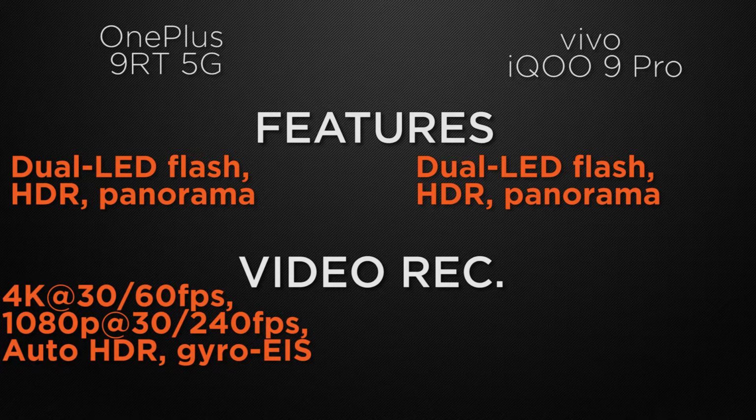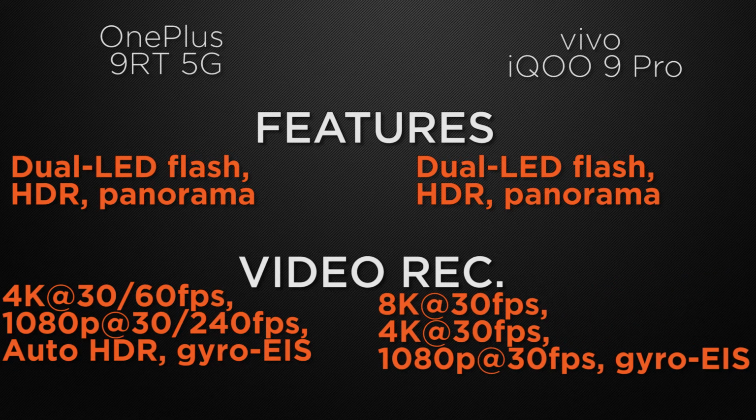60 fps, Full HD video max at 240 fps with gyro electronic image stabilization. Whereas 9 Pro can shoot 8K video max at 30 fps, 4K video max at 30 fps, Full HD video max at 30 fps with gyro electronic image stabilization. So the winner here is 9 Pro because it can record 8K video max at 30 fps.